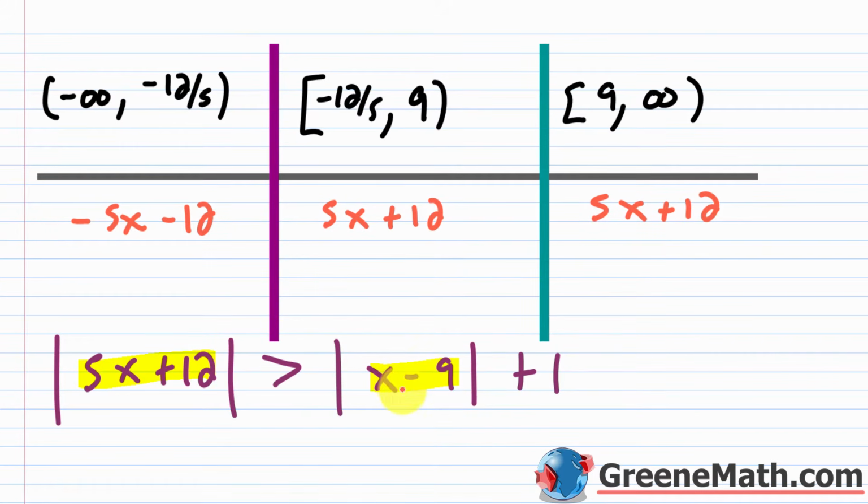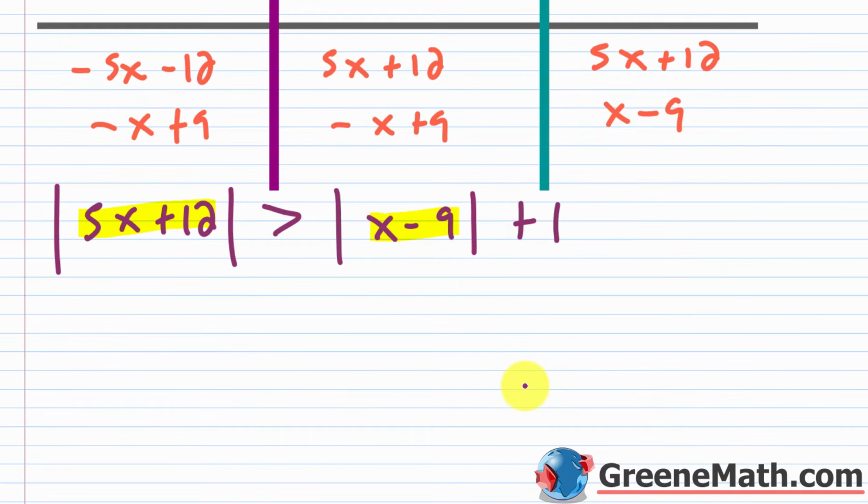Okay. For the other guy, this x minus 9, in the first interval, it's going to be negative. So you want the negative of the quantity x minus 9, which is negative x plus 9. So negative x plus 9. Okay, here it's either going to be 0 at 9, or it's going to be some positive value. So in that situation, you can just drop the absolute value bars. So it's just x minus 9. Now we just have to go through and solve our inequalities.